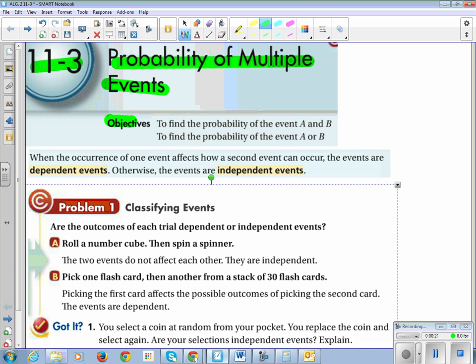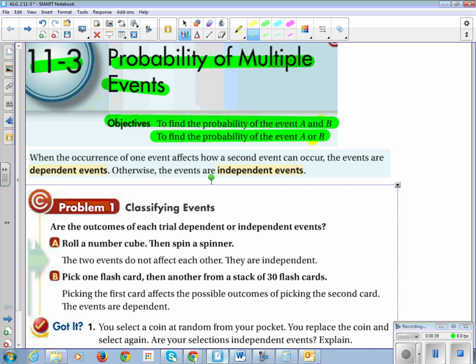So our learning objective is to find the probability of event A and B, and to find the probability of event A or B. So please note that we'll be doing and, or.